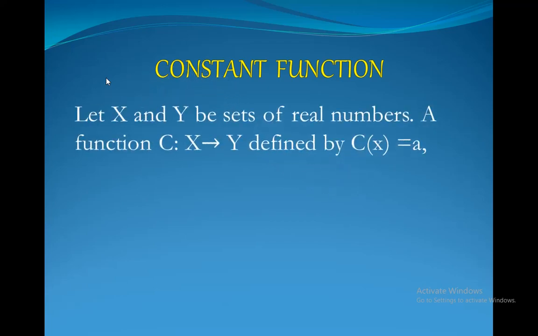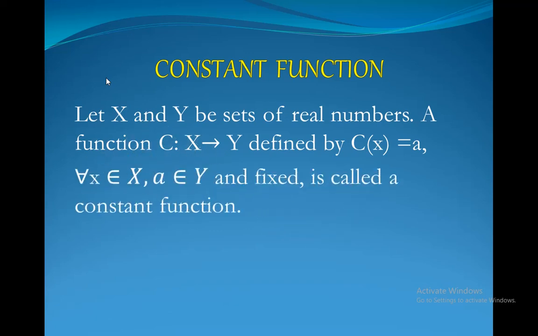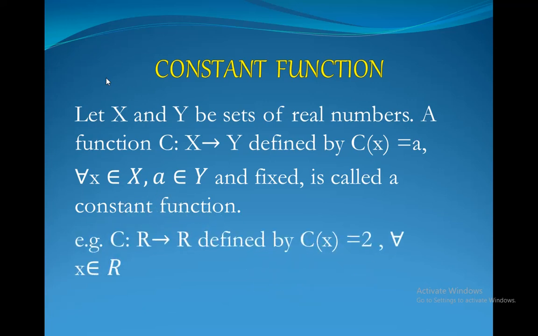Let X and Y be sets of real numbers. A function c from X to Y defined by c of x is equal to a for all x belonging to X, where a belongs to Y and is fixed, is called a constant function. For example, c from R to R defined by c of x is equal to 2 for all x belonging to R is a constant function.